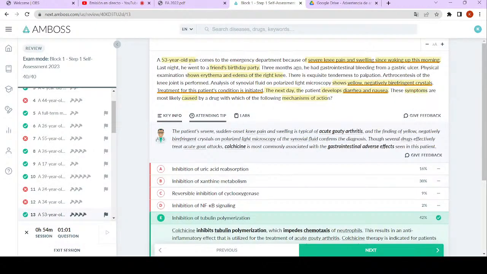A 43-year-old comes to the emergency department.